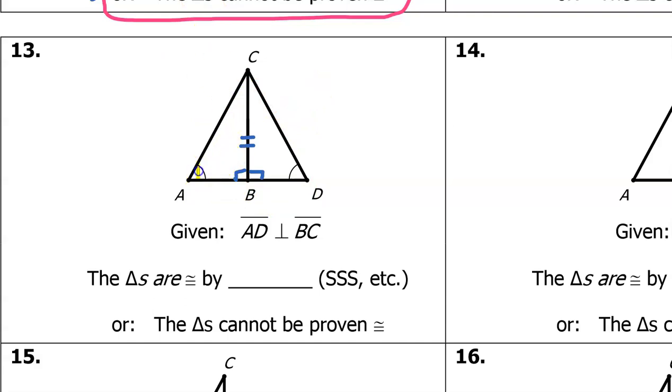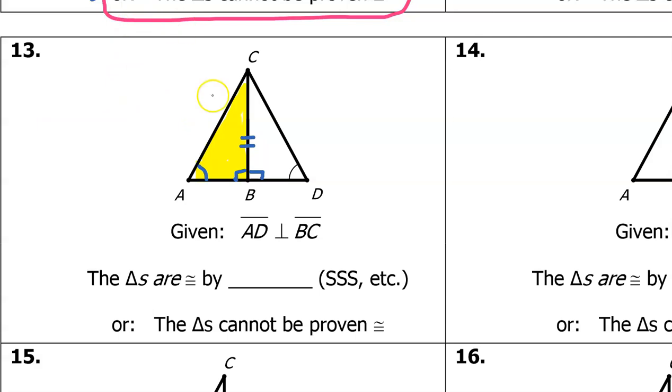Let's focus on one triangle at a time. So let's focus on this triangle right here. What type of information do we have? I see that we have two angles and a side. Well, first of all, because of the right angle, I should ask myself, is it hypotenuse leg? Well, remember that the hypotenuse is the side that is across from the 90-degree angle. And the hypotenuse is not marked. So this cannot be hypotenuse leg.